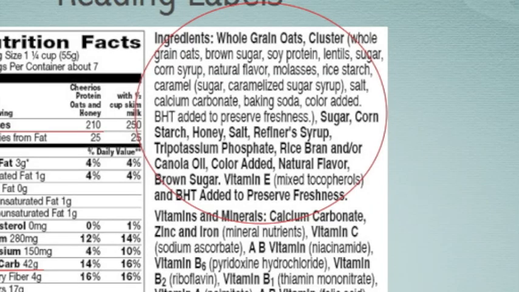Here, if we go through the ingredient list, we have, again, whole grain oats, but then we have brown sugar, soy protein, which is just a disaster, lentils. Did you know you're eating lentils? Sugar, corn syrup, which is more sugar, molasses, which is more sugar, rice starch, which is more sugar, caramel, which consists of sugar and caramelized sugar, salt, baking soda, and then some preservatives. And then again, more sugar, cornstarch, which is sugar, honey, which is sugar, refined syrup, which is sugar.